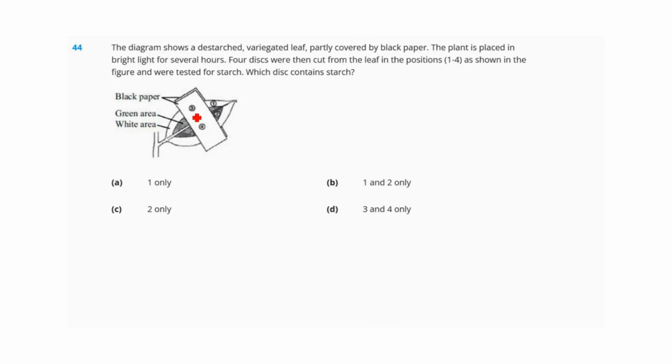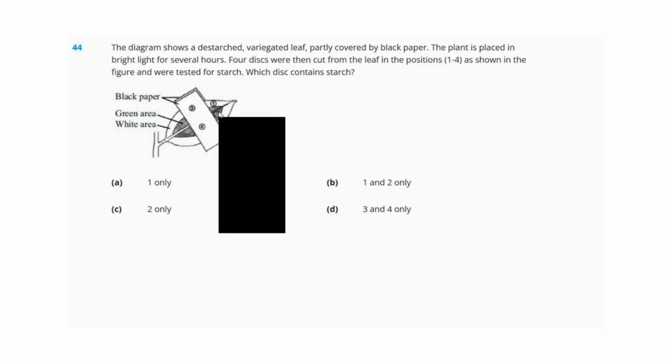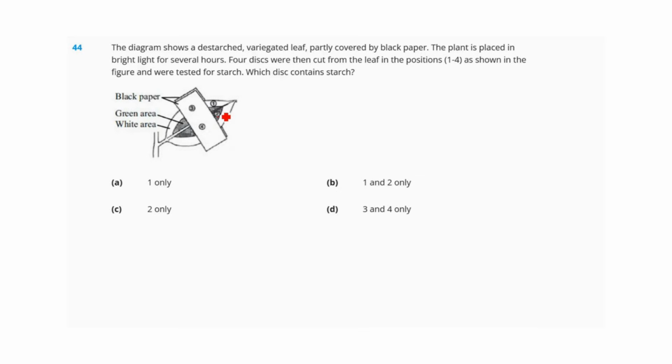And 3 and 4 are the parts covered with the black paper, so these portions will also not have any starch. The only portion that will have starch here is position 2. Why? Because this is the green part and it is getting the light source, and thus it can produce food. So C will be our correct answer.